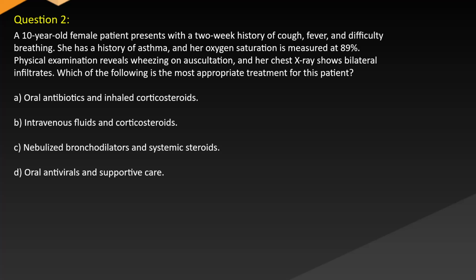Question 2. A 10-year-old female patient presents with a 2-week history of cough, fever, and difficulty breathing. She has a history of asthma, and her oxygen saturation is measured at 89%. Physical examination reveals wheezing on auscultation, and her chest X-ray shows bilateral infiltrates. Which of the following is the most appropriate treatment for this patient?